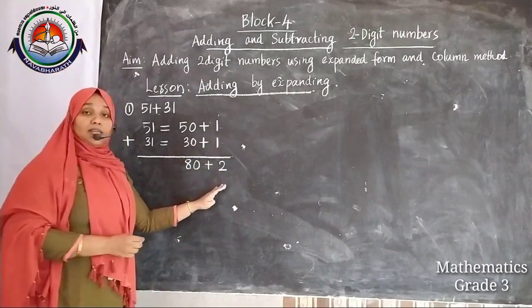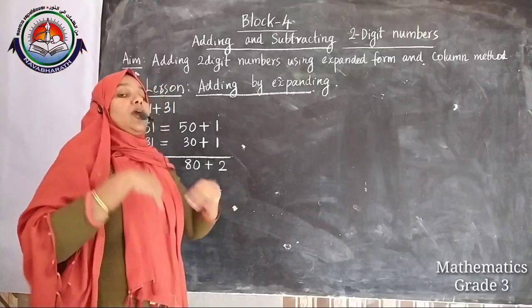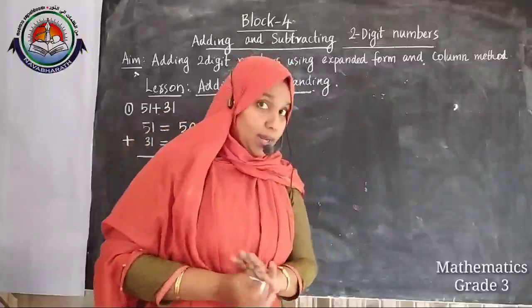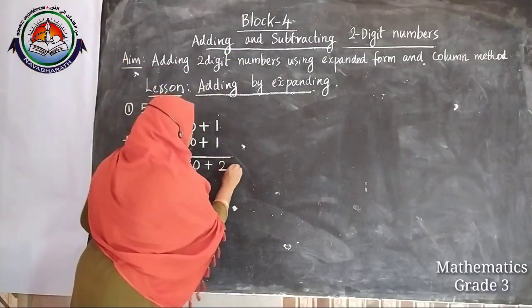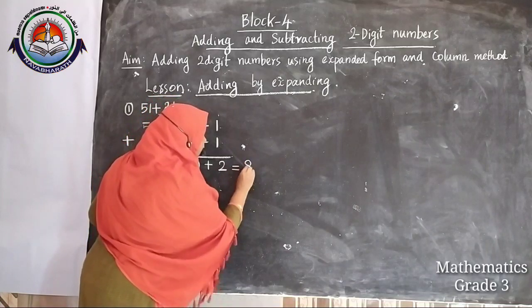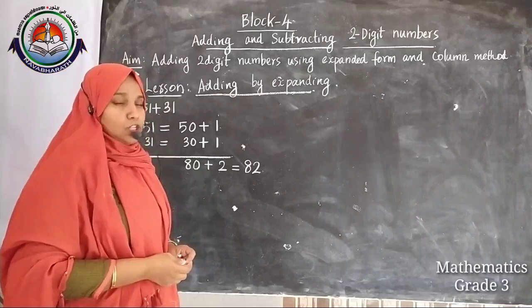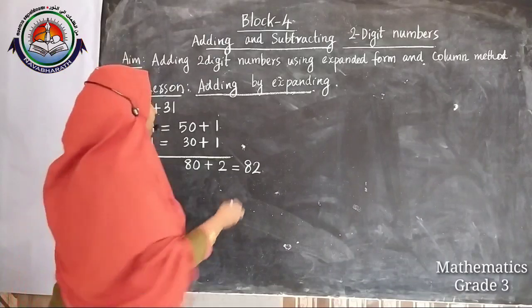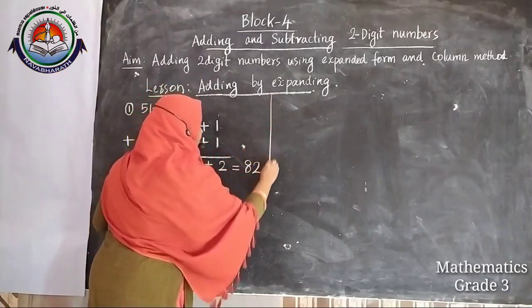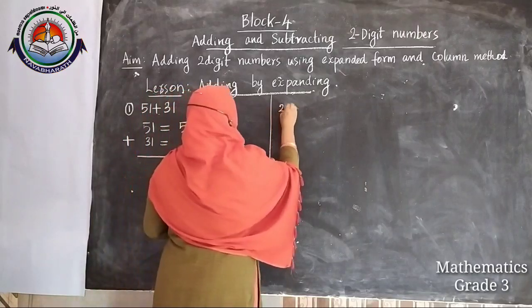We got the answer in an expanded form, so we have to convert it into a number. 80 plus 2 is equal to, it's definitely 82. It's so easy, na? Yeah, easy. Next, we can consider another example.